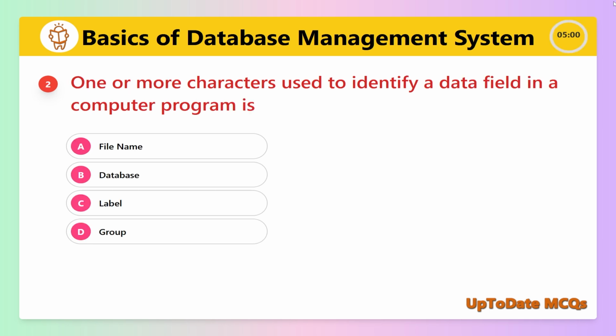One or more characters used to identify a data field in a computer program is: A. File name, B. Database, C. Label, D. Group. The correct answer is option number C, label.